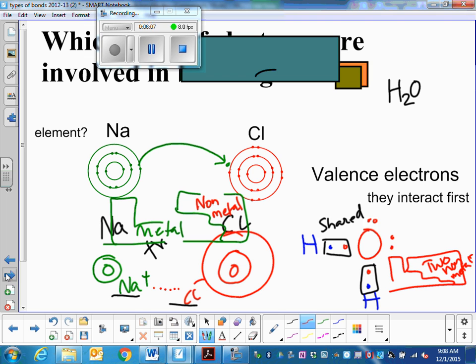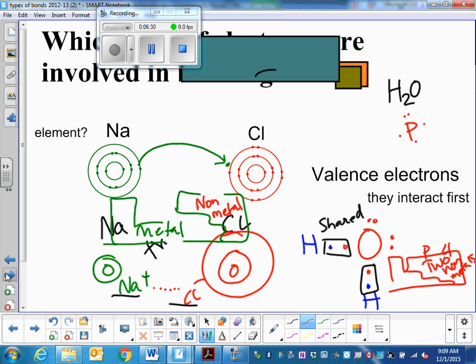Well, hydrogen is on the metallic side. Is hydrogen a metal? No. Hydrogen is neither a metal nor a non-metal. All right? Or if I want to make another covalent compound, say I take phosphorus, I take chlorine. Are they both on the non-metal side? Right? Phosphorus has how many valence electrons?